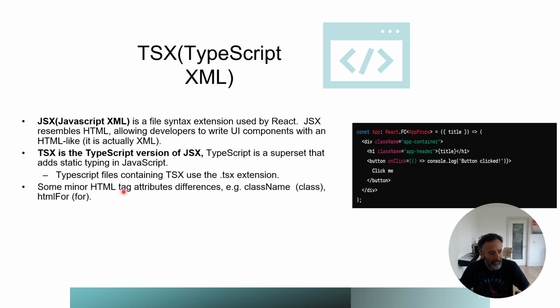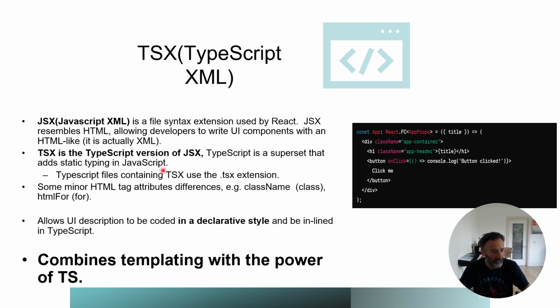And there are some minor HTML tag attribute differences. Remember I pointed this out to you. We use className instead of class, right? And htmlFor instead of for, right? This is so it won't clash or conflict with what we mean by class in programming, in JavaScript, and the same with for. Okay, so it's good, right?